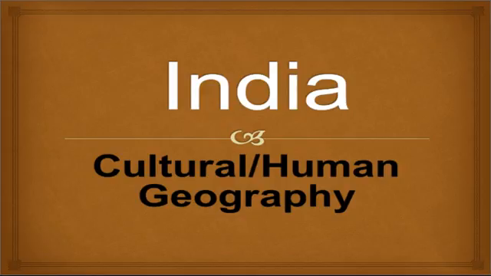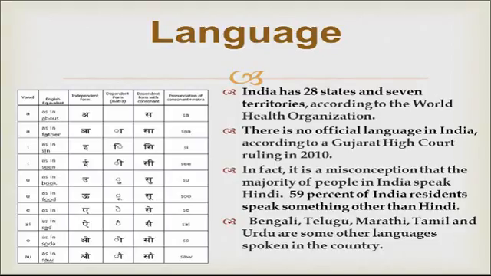Next up is some cultural and some human geography. Very important for India is their language. India has 28 states and 7 territories. There's no official language in India. In fact, it's actually a misconception. People believe that most of the people speak Hindi in there, but they don't. 59% of the residents speak something other than Hindi. Here's a few examples of some written language examples over on the left-hand side here that you can see.